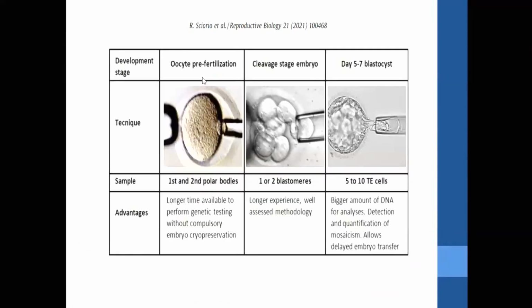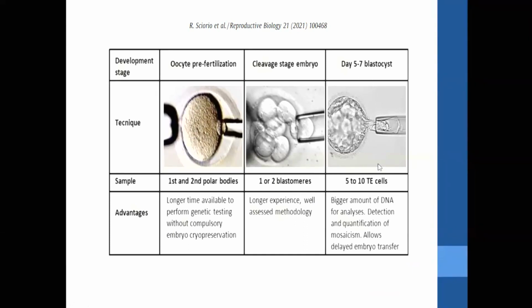If you are taking the polar body, then the sample is taken at the oocyte stage, so we will analyze the DNA obtained from the polar bodies. In the cleavage stage embryo, 1 to 2 blastomeres are taken. The experience with this technology is more, so this is a well-experienced one.